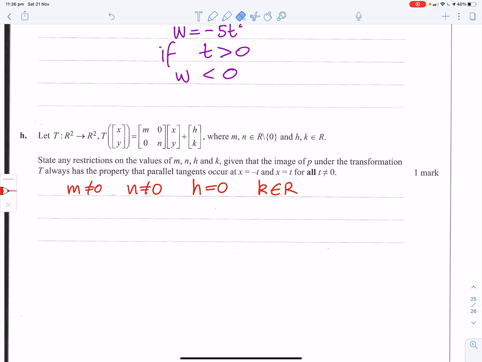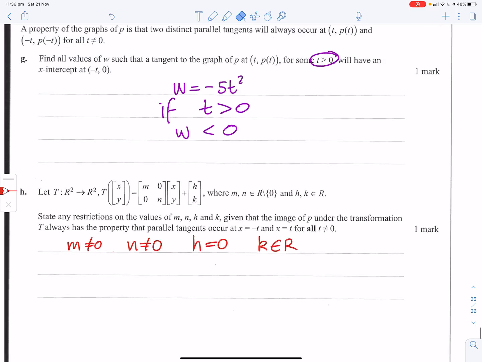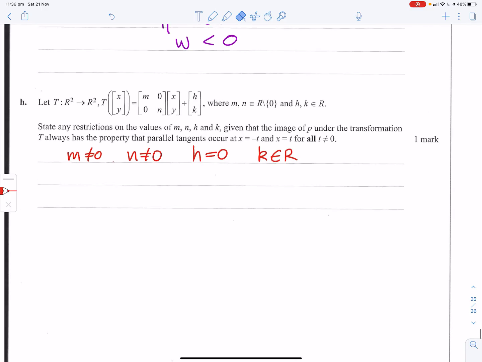We can move it up and down. We could dilate it from the x-axis and dilate it from the y-axis. So as long as they're not 0, that will be fine. And yeah, it won't make any difference with any of them. We know that h has to equal 0. It won't have that property. K can be moved up and down as much as you want, and it'll still have parallel tangents at negative t and t. So m can't equal 0. We know they've said that in the question.